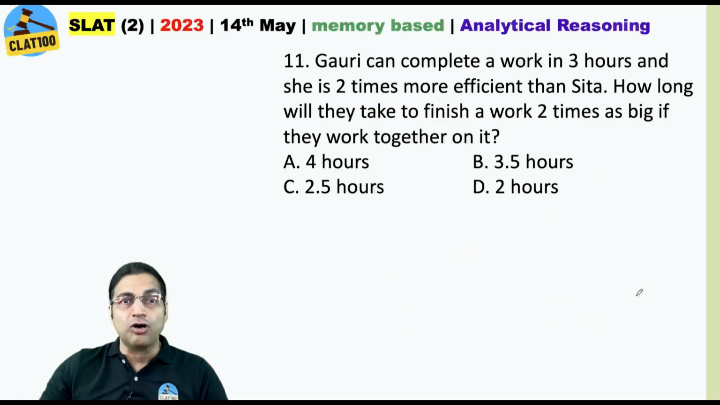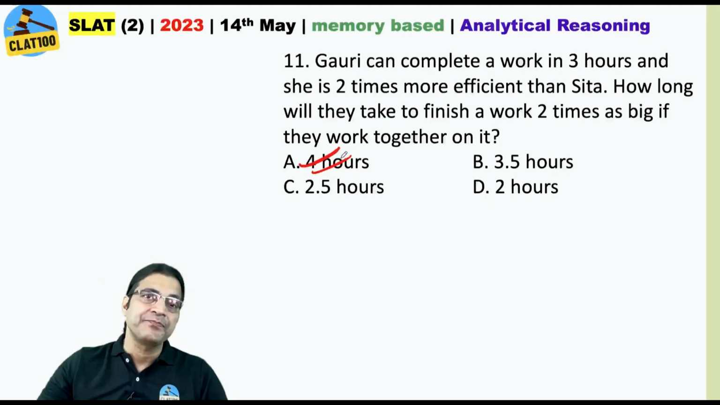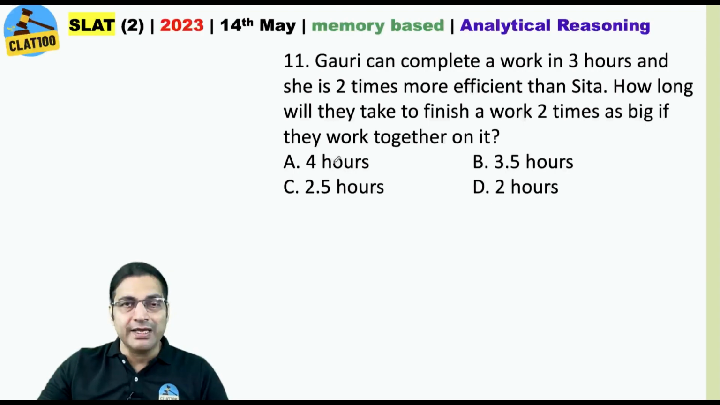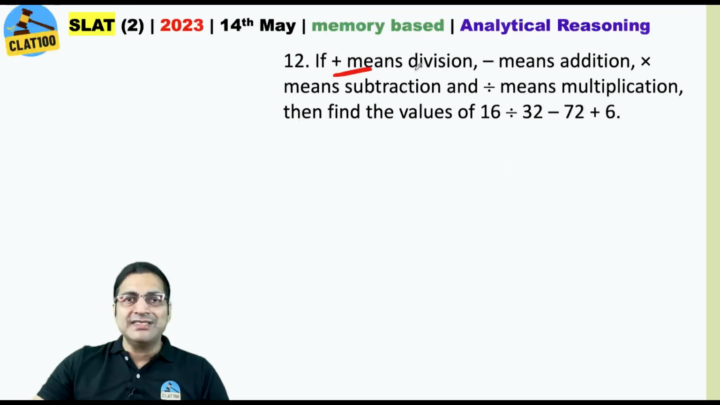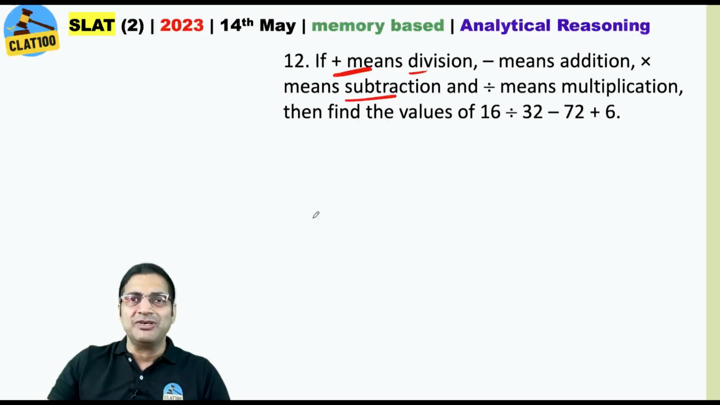But since that is not among the options, this is the best choice with a misinterpretation of the question actually. This reflects very poorly on the part of the CLAT. But here you will get marks if you have marked 4 hours. Means division, means addition, means subtraction, means multiplication.